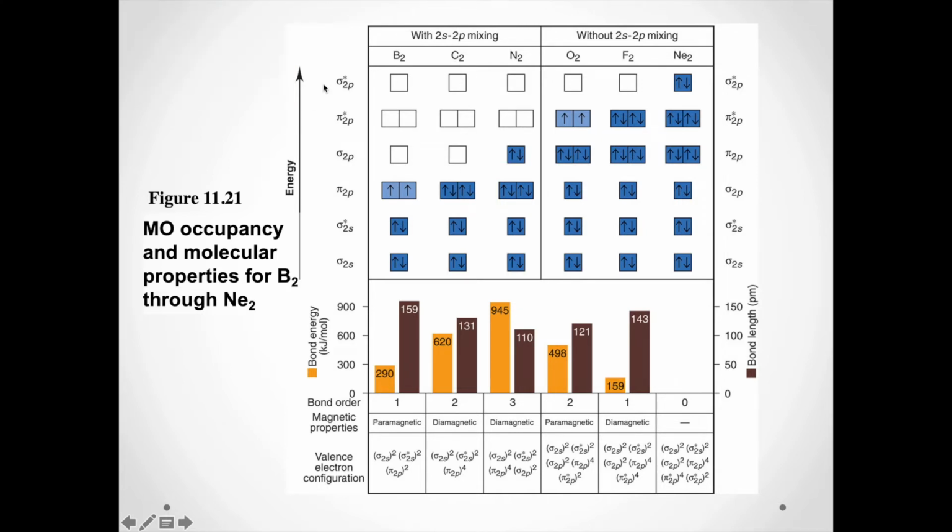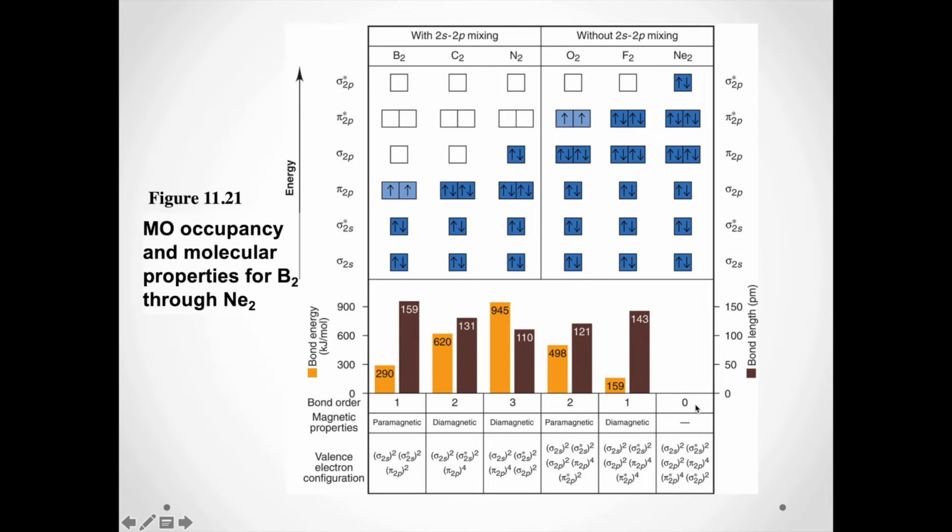Okay, another example. Let's say we have O2. You can see here we have two unpaired electrons at pi star 2p. So this O2 is actually a paramagnetic molecule. Other than that, you can see this is Ne2. No unpaired electron at all, but the bond order is 0.